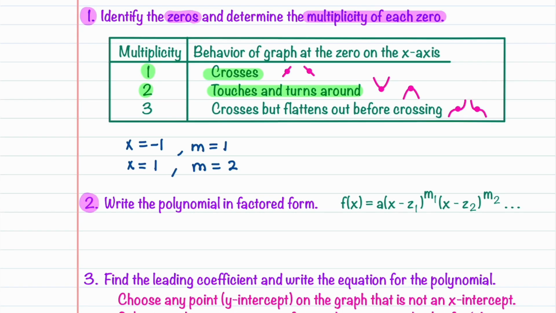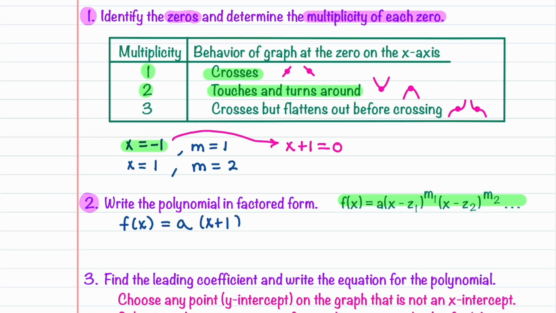Now we can go on to our next step, which is to write the polynomial in factored form. I've written down here on the right what factored form looks like. We're going to write down that our polynomial is f of x is equal to a. That's the leading coefficient, which we don't know yet. Our first factor is going to be from the root x is equal to -1. When x is equal to -1, this is just like saying x plus 1 is equal to 0. So let's go ahead and write that down. We have an x plus 1 and the multiplicity is 1, so we can just put a 1 there.